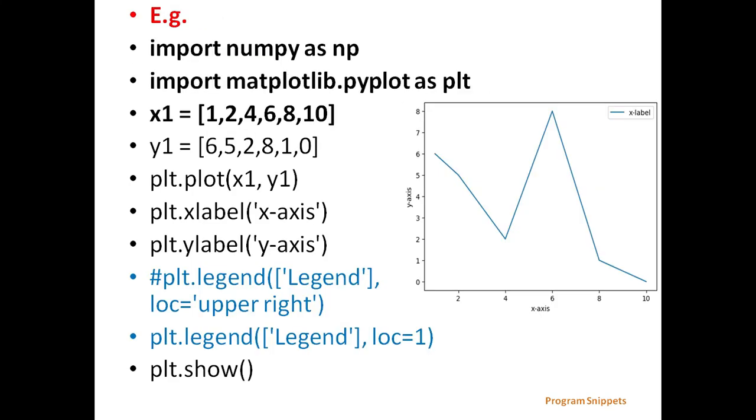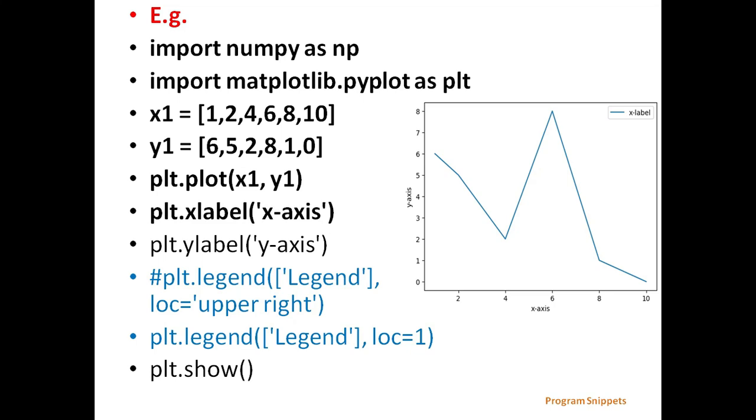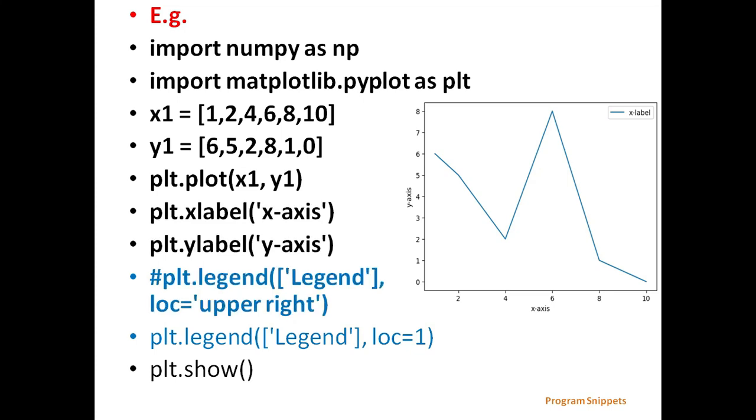For example, here we have created a plot with two arrays x1 and y1. Then we'll plot the graph. We will specify the x label and y label, and we can add the label with either plt.legend with loc equal to upper right, or we can use loc equal to 1. When we show the plot, it will add a label to the upper right corner of the plot.